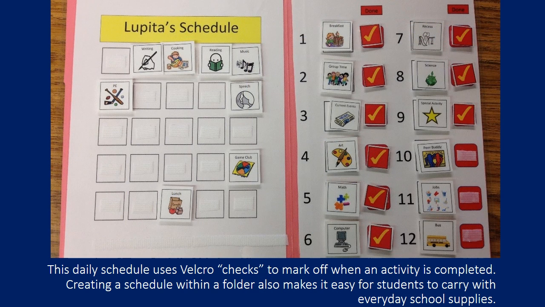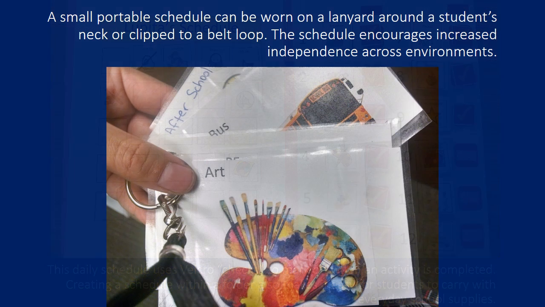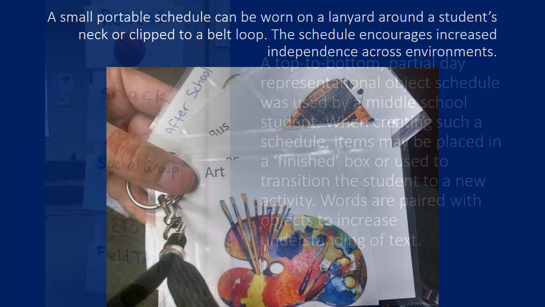This daily schedule uses Velcro checks to mark off when an activity is completed. Creating a schedule within a folder also makes it easy for students to carry with everyday school supplies. A small portable schedule can be worn on a lanyard around a student's neck or clipped to a belt loop. The schedule encourages increased independence across environments.